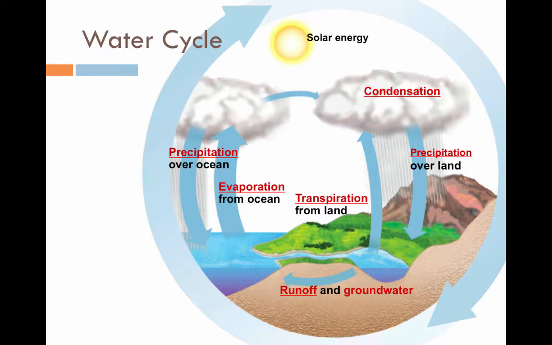Again, water never stays in one place all the time. It usually goes into the air, back into the soil, into a plant, into the air again, back into the soil, into a plant, and around and around.